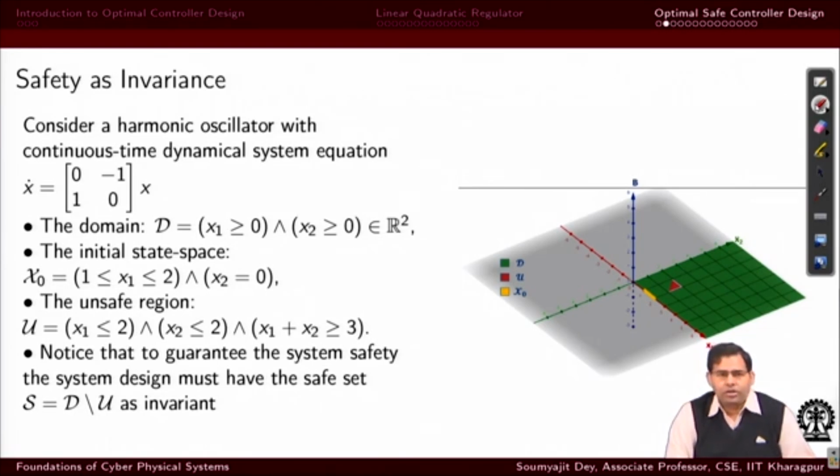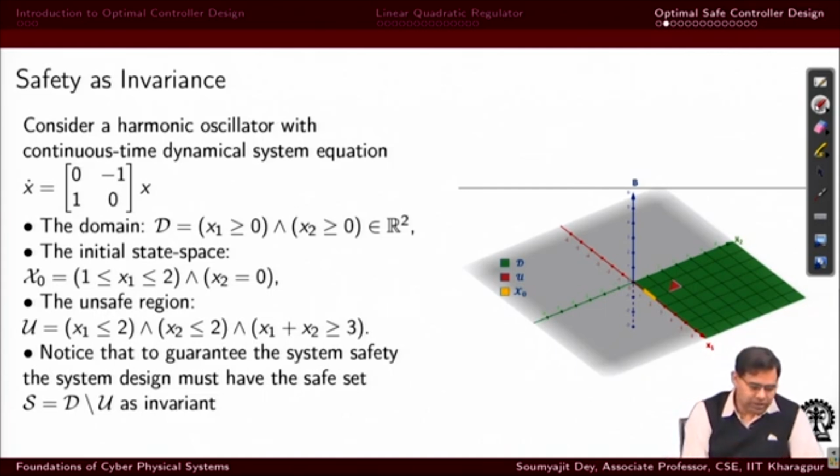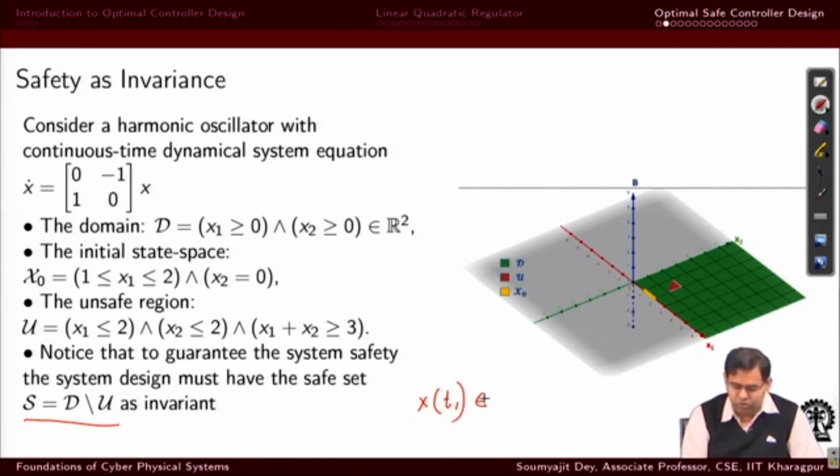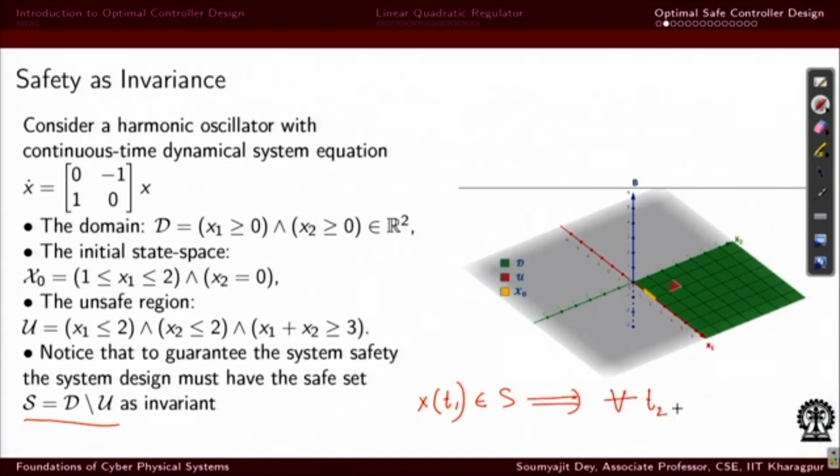So, we have a safe set here. The safe set is D minus U, where U is my red colored unsafe region. So, this is my safe set. What we need to ensure is that the safe set is an invariant. Now, we can understand what it means to be an invariant. It means that, let the system at some time t1 belong to S. That must imply that for all t2 greater than t1, the system state x at t2 must belong to S. So, this is the invariance condition.